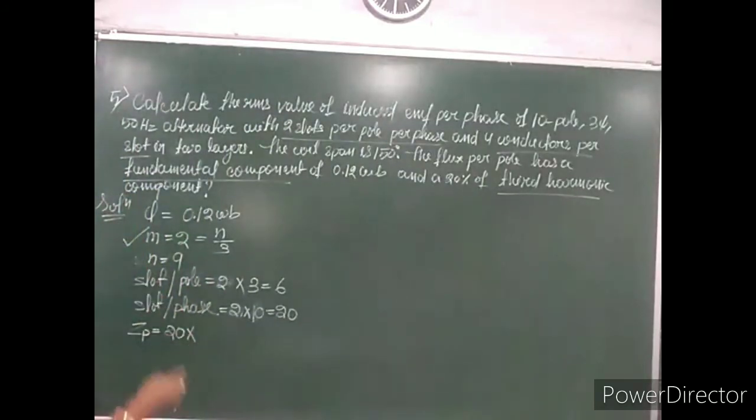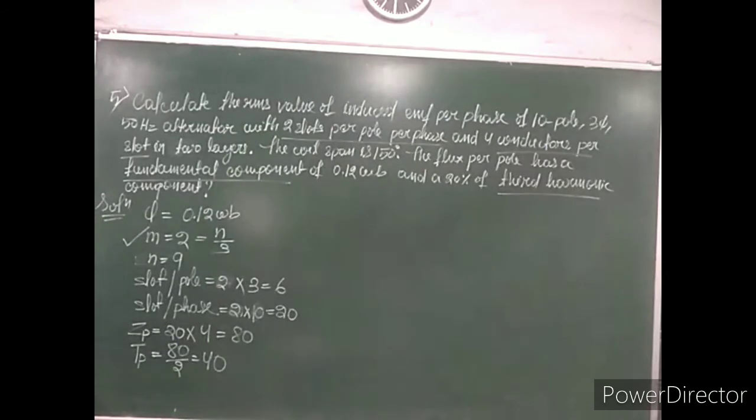Slot per phase into number of conductor per slot. Clear, student? So it gives 80. So number of turns per phase is 80 by 2, which gives 40. Clear, student? Up to this?